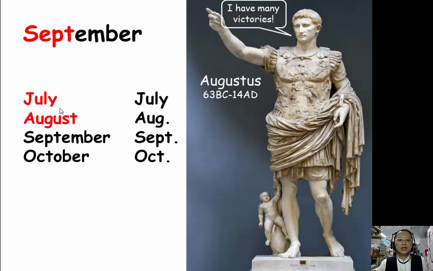We have 12 months each year, and September, which was the 7th month of the year, becomes the 9th month of the year, and October, which was the 8th month of the year, becomes the 10th month of the year.